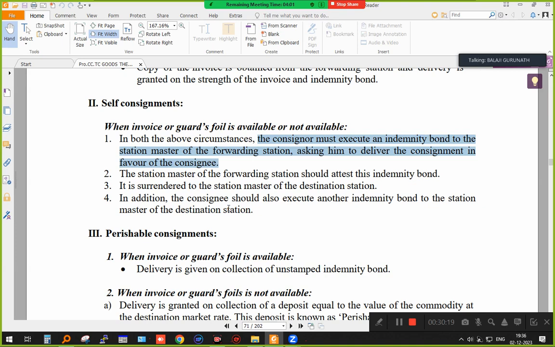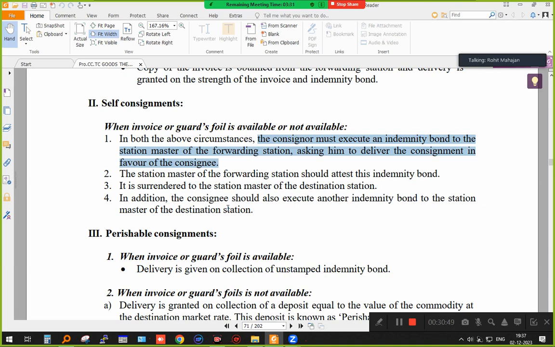Let me tell you. We are not talking about the consignee here. We are talking about the consignor, that means the person who has sent the goods. He has to give an indemnity bond to the station master, asking him to deliver the goods. To whom is he giving this indemnity bond? To the originating station master. Now, why do you think that is being done?